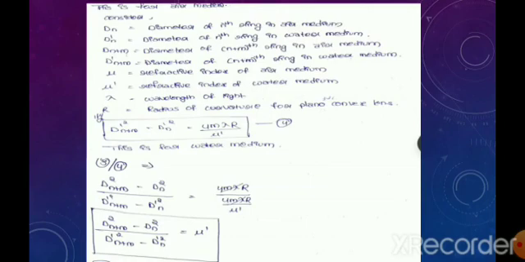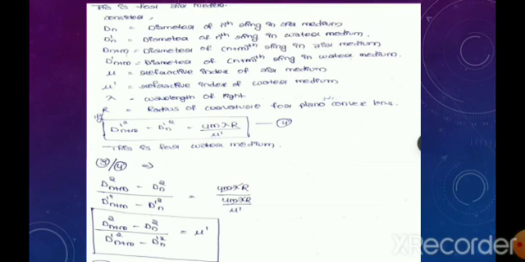Now consider dn is the diameter of the nth ring in air medium. D dash n is the diameter of the nth ring in water medium. Dn plus m is the diameter of the n plus mth ring in air medium. D dash n plus m is the diameter of the n plus mth ring in water medium. Mu is the refractive index of air, which equals 1. Mu dash is the refractive index of the water medium. Lambda is the wavelength of light, and R is the radius of curvature of the planar convex lens. Similarly, d dash n plus m square minus d dash n square equals 4m lambda R by mu dash. Say equation 4. This is for the water medium.